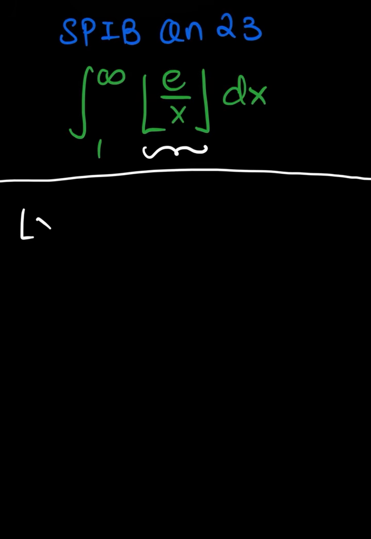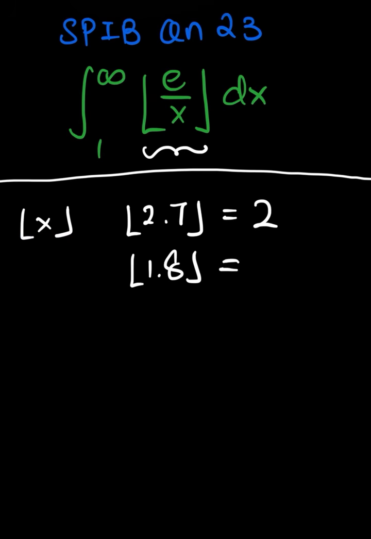If we take the floor function of x, it basically means to find the greatest integer less than or equal to x. So for example, if we take the floor function of 2.7, we get 2. And if we take the floor function of 1.8, we get 1. But we can't jump to conclusions and solve the integral just like that.